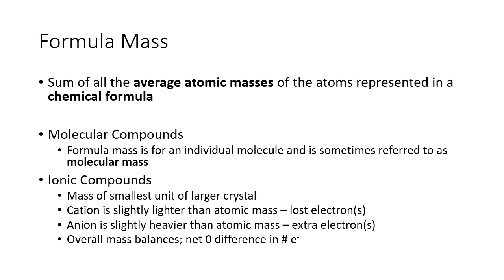Additionally, because we have cations and anions, the cation is slightly lighter because you've lost an electron or more, and an anion is slightly heavier because you've gained an electron. But an electron is 1,000 times lighter than a neutron or a proton, and overall you have no net difference in the number of electrons. Therefore, we're just using the thing off the periodic table the same way that we do with molecular compounds, but know that's for a smaller unit of a larger thing.